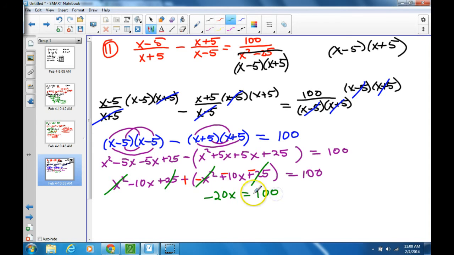Wait, how did negative x squared cancel out with a regular x squared? A positive x squared does not cancel out. Yeah, it does because we have this negative sign. We are subtracting this whole second polynomial. Yeah, but x squared. Okay, so we're left with this, and if we solve by dividing both sides by negative 20, we have x equals negative 5.